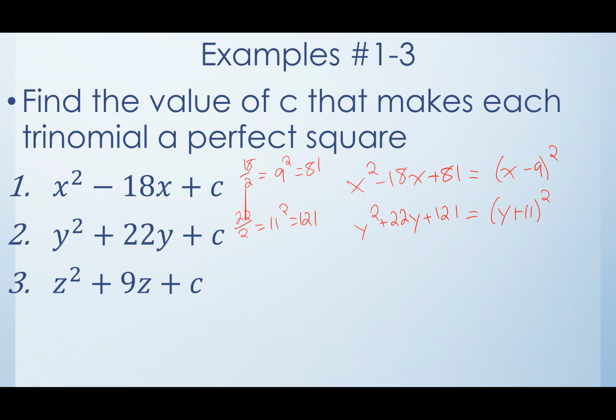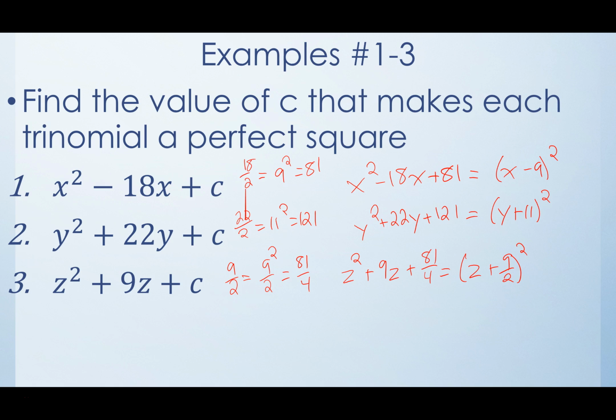And then finally, the last one, z squared plus 9z plus c. So 9 divided by 2 is just simply 9 halves. We square that, we get 81 fourths. So this would look as z squared plus 9z plus 81 over 4, which is the same thing as writing z plus 9 halves squared. So obviously if the number in front of the middle term is odd, this becomes a little bit more annoying because you get fractions there.